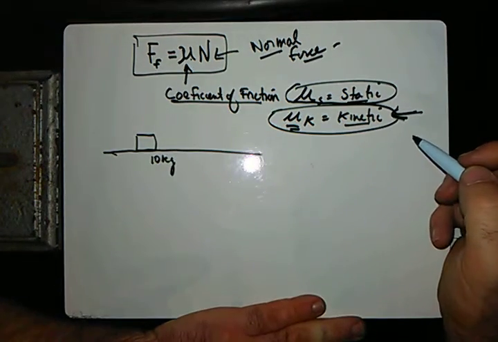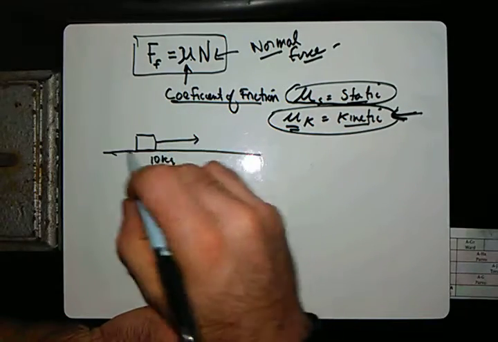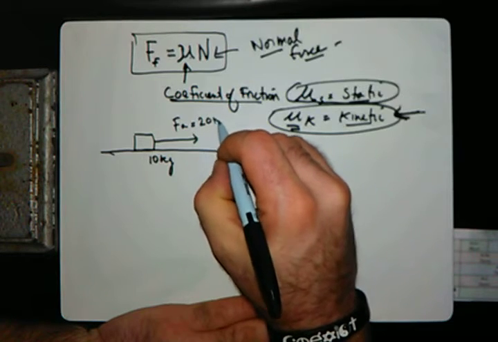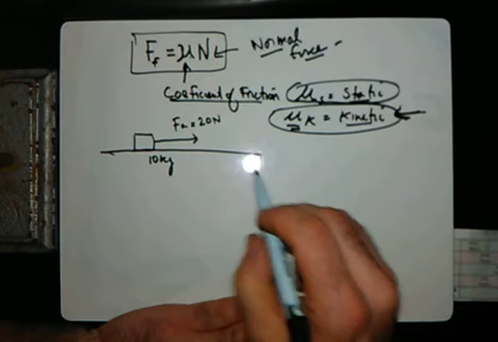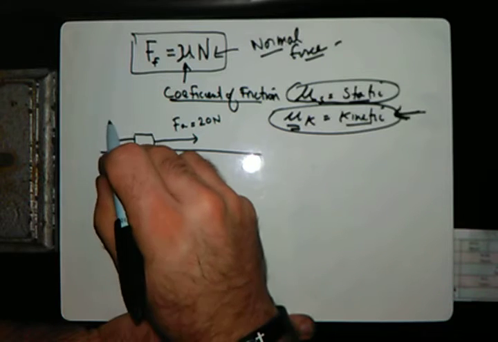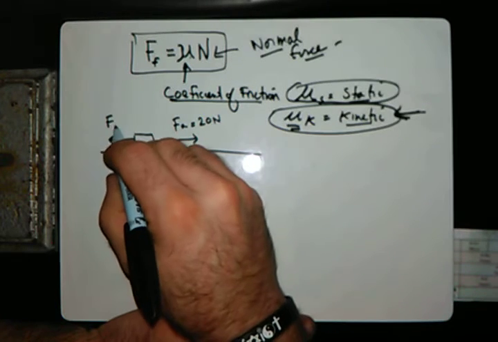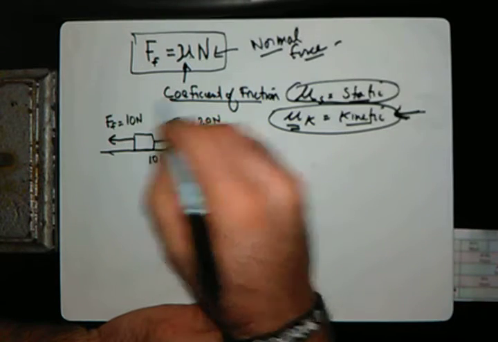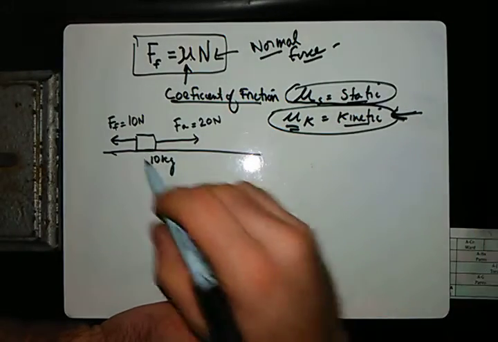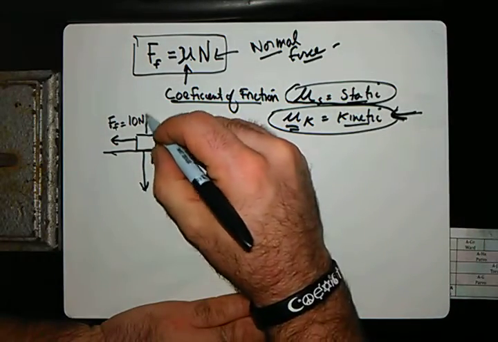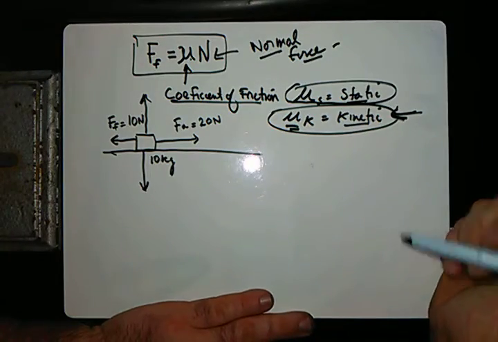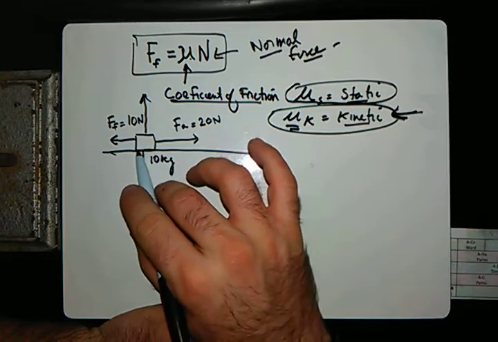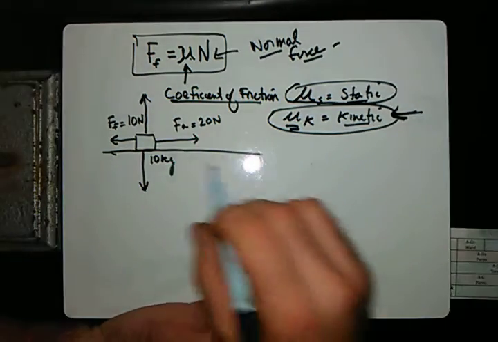I've got a 10 kilogram box. I've got a force applied of 20 newtons. And let's say I've got a force of kinetic friction of 10 newtons. Now let's not forget that we've got to draw in all of the forces on this box. This is a semi-free body diagram. This is more of a real-life diagram, but let's look at it in terms of this first.